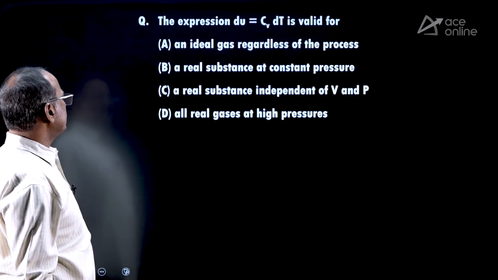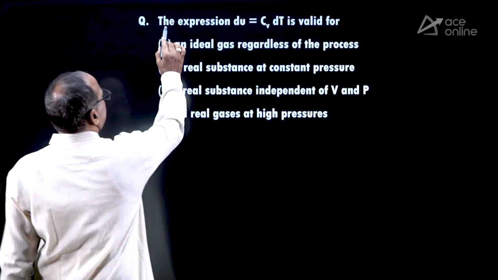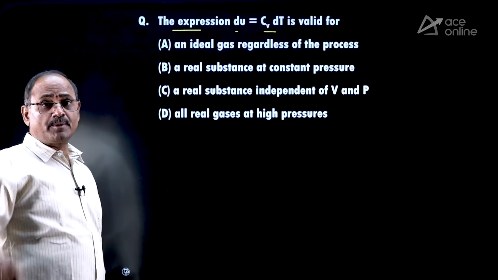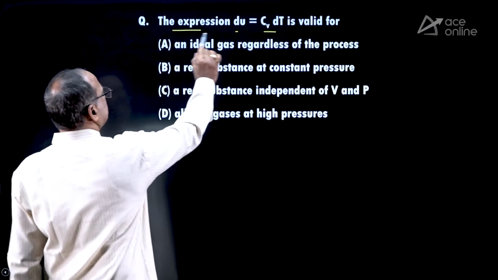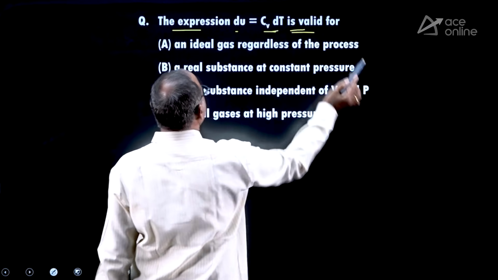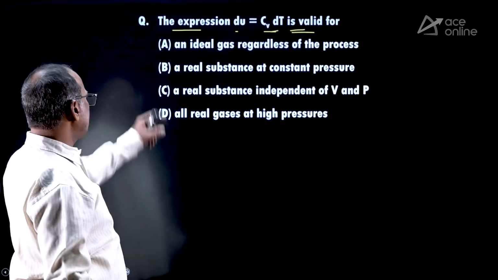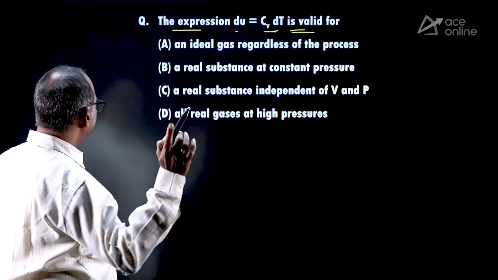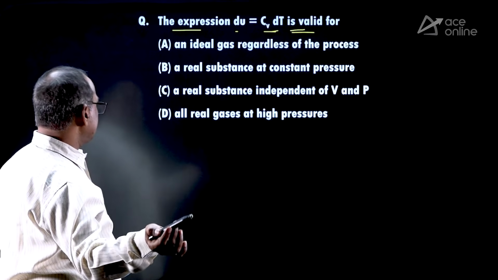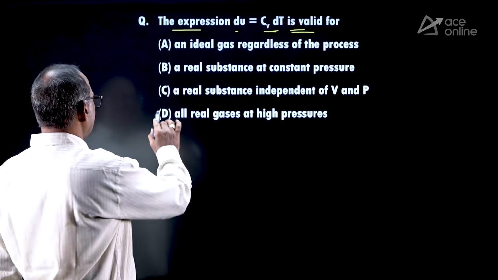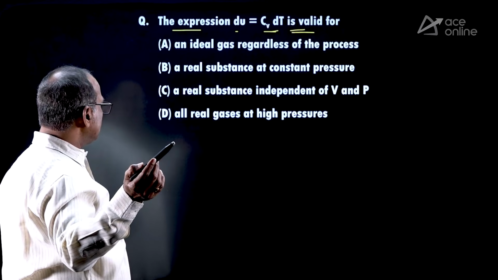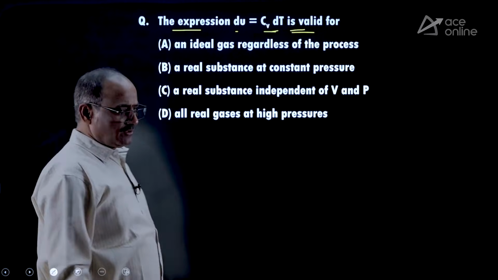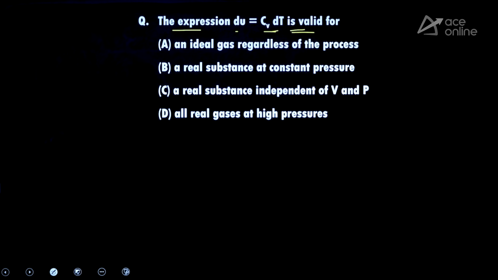Similarly, look at another important question prepared for you. These are all questions which were asked in different competitive exams. The expression du equal to Cv dt is valid for, look at the different options. An ideal gas regardless of the process. B, a real gas, a real substance at constant pressure. Option C, a real substance independent of volume and pressure. D, all real gases at high pressures. Right, du equal to Cv dt.